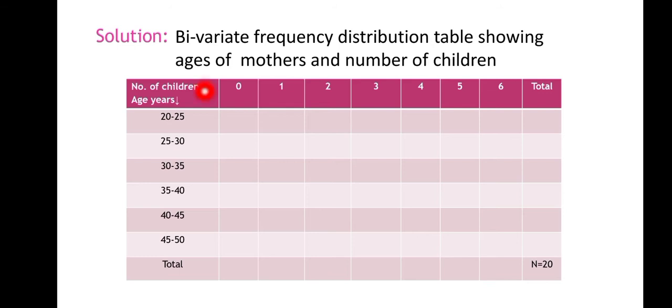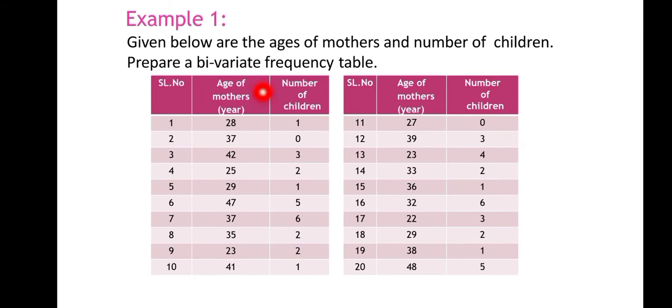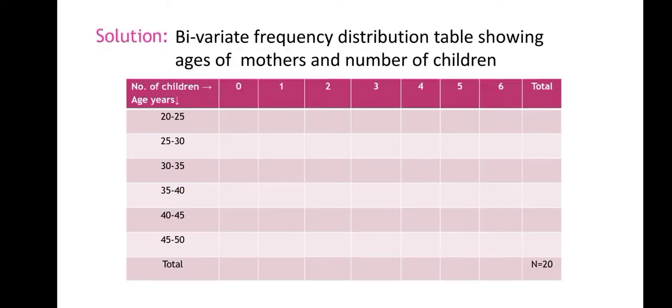So here we have to write the class intervals. The ages of mothers are given. Before writing the class intervals, we have to check which is the lowest age and which is the highest age. From this data we can find that the lowest age is 22 and the highest age is 48. So we will start our class intervals from 20. We will consider a rounded off figure. So we can start from 20 to 25, 25 to 30, 30 to 35, 35 to 40 and so on.